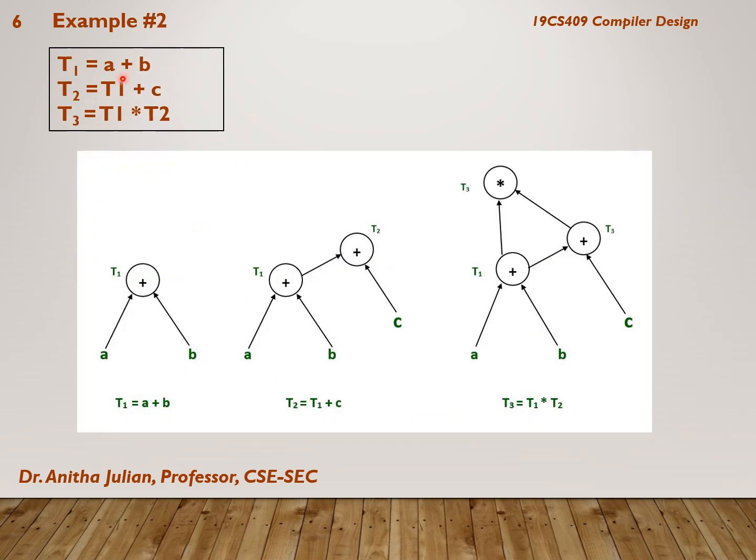So here again I have A plus B, T1 plus C. And T3 is given as multiplication of T1 and T2. So instead of the plus operator, here I have multiplication. So first I found T1, then adding to that C, I get T2, and then T3 is nothing but multiplying T1 and T2. So you can get it like this.